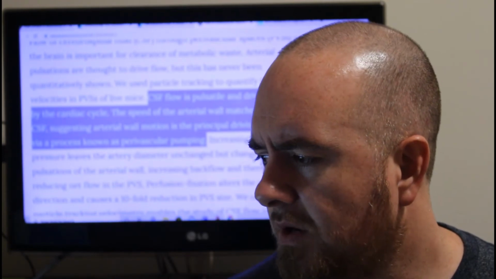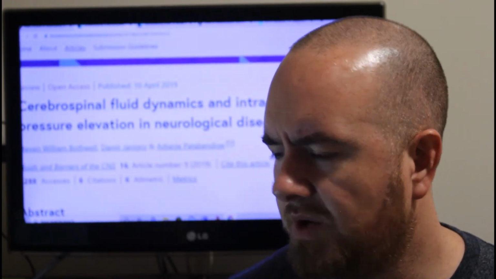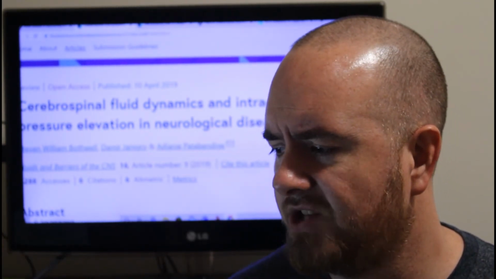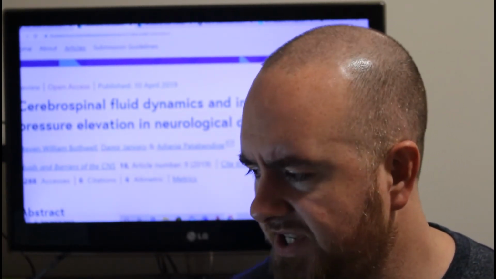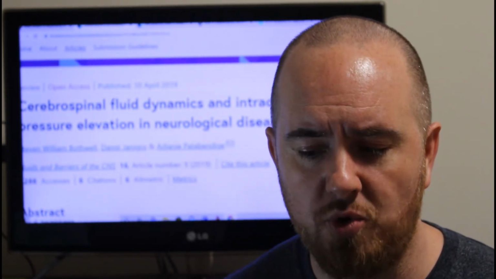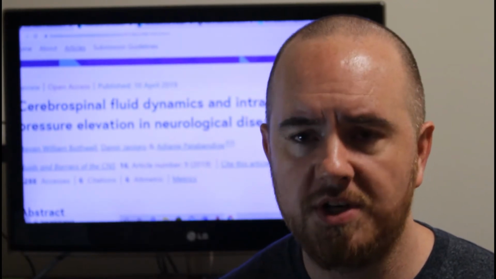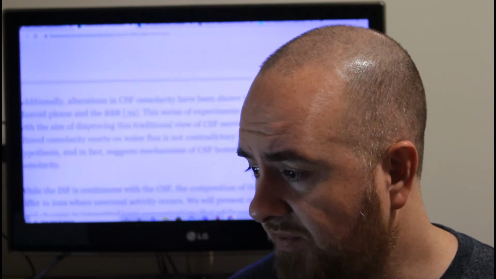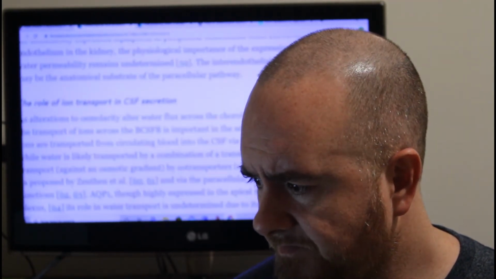We go over here to this next paper that I want to share to again build this case. This is from 2019, Cerebrospinal Fluid Dynamics and Intracranial Pressure Elevation in Neurological Diseases. Again, when you look at something in a pathological state and you can then compare it to its normal state, you can start to gain insight into how it normally works by looking at how it works when it's broken, right? So it's a way in to look at these things. And roll down to what I have highlighted. This one's further down. This is in the body of the paper.